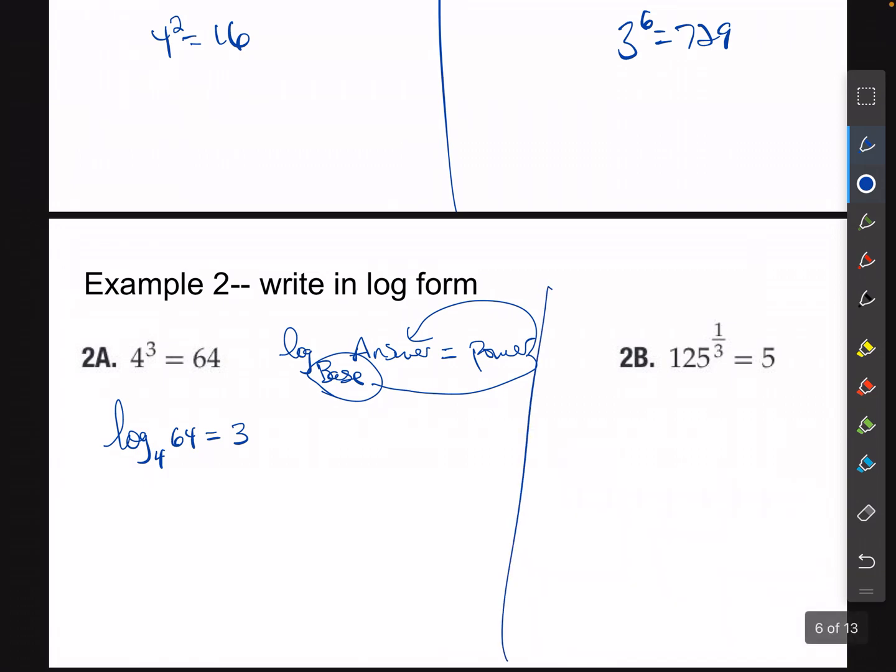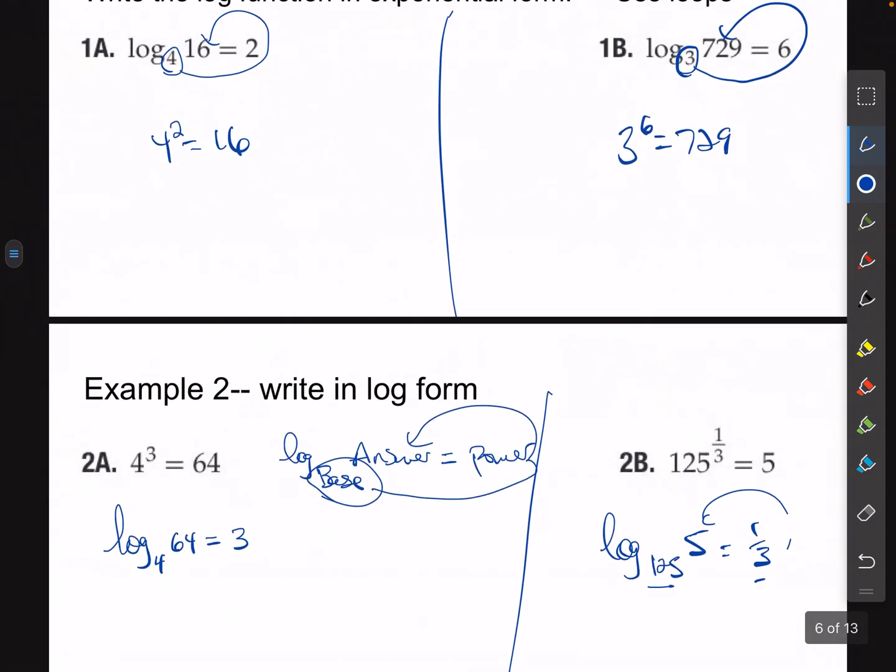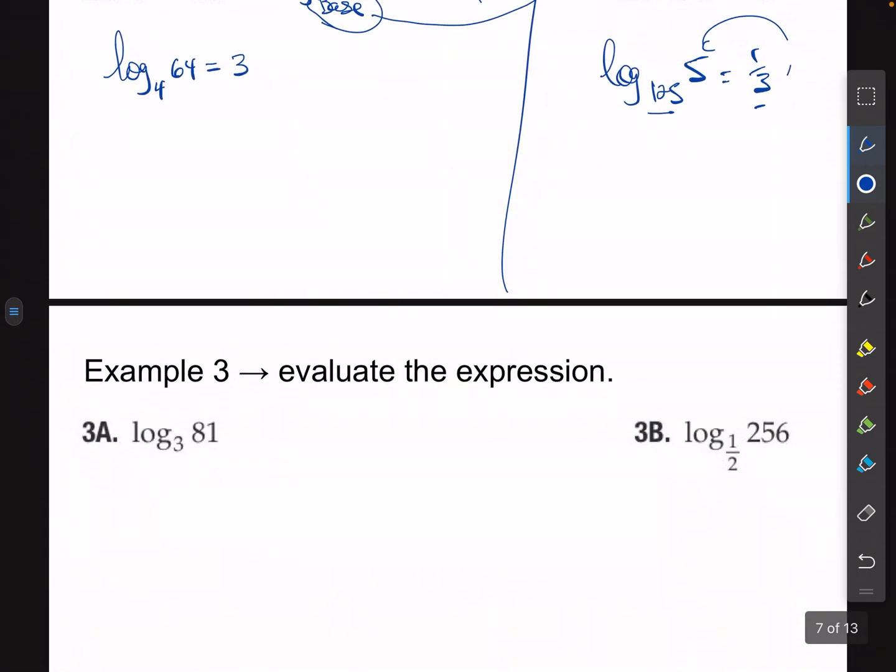Okay. So let's do another one here. This will be log base 125 of 1/3, that's the power, is equal to 5. So log base 125 of 5 is equal to 1/3. If you take 125 to the 1/3 power, you'll get 5, right? Okay, so example 1 and 2, you're just writing things in log form and exponential form.